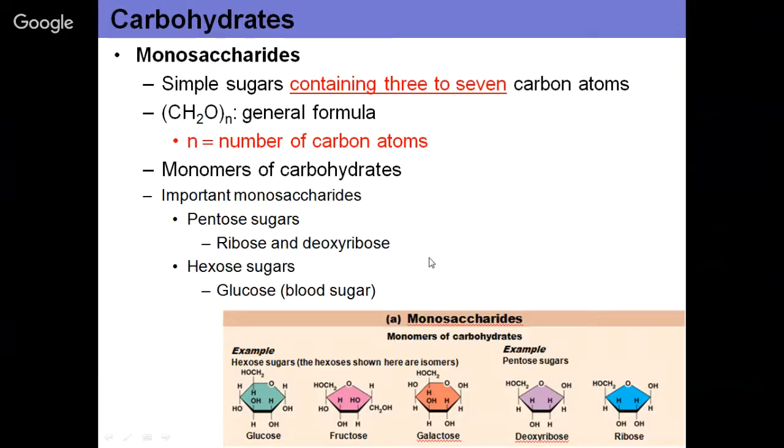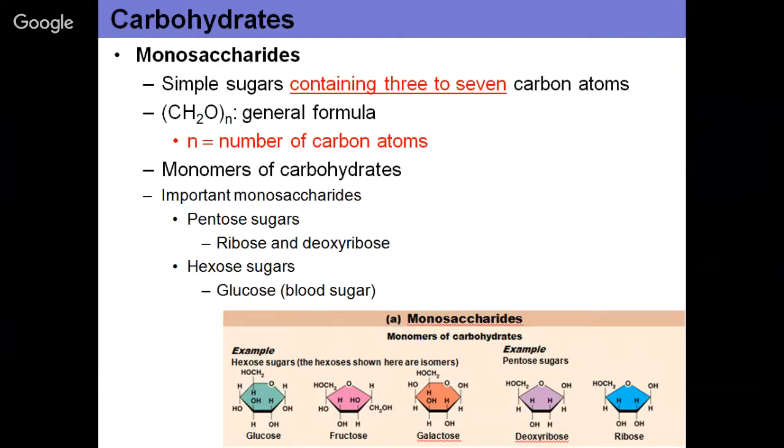The monosaccharides are the monomers of the carbohydrates. There are important monosaccharides, the pentose sugars. The categories are ribose and deoxyribose, for example. Also the hexose sugars, which include glucose and blood sugar. The lay language you use, blood sugar, refers to the monosaccharide hexose sugar, which, as we all know, is glucose.